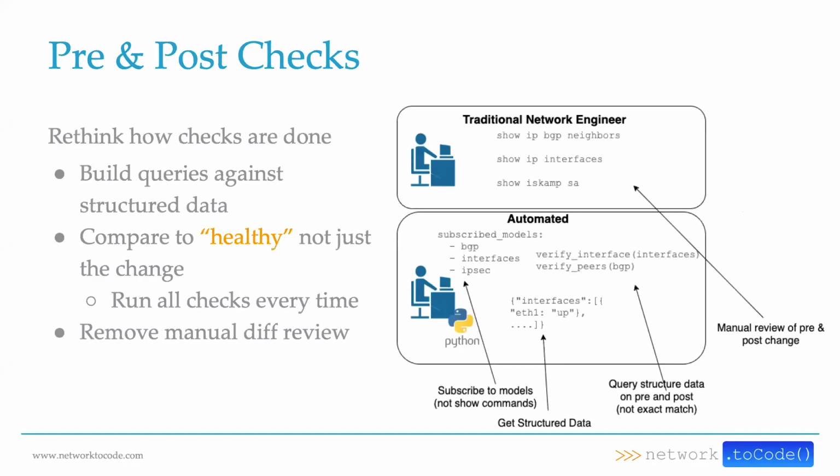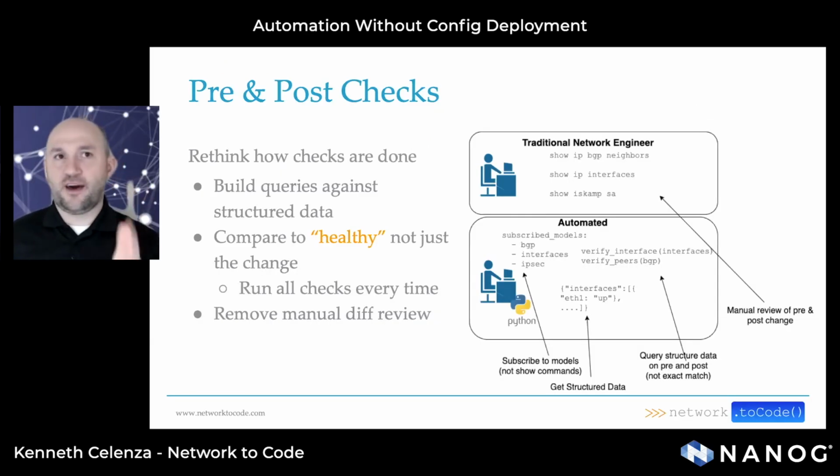So what I suggest is to really rethink how pre and post change validations are done, right? Get your data into structured data and then query that data. What I mean by that could be anything from ensuring all neighbors that are configured are actually up, and comparing it to a healthy state, and then rerunning all your checks each time. You're not running individual commands; you could just say, run these 5, 10, 20, 30 different validations to say this device is healthy, or these devices are healthy, because you're not manually going through it. Define against healthy, not against this change.